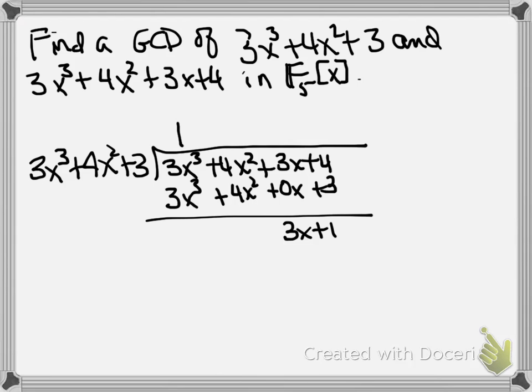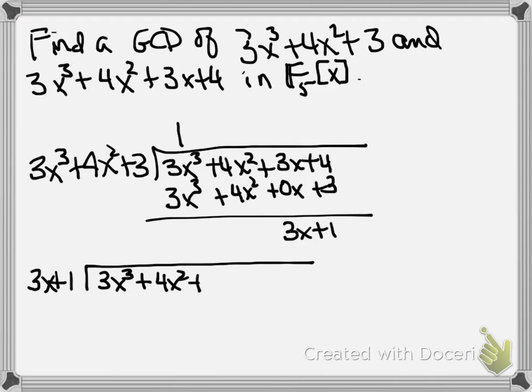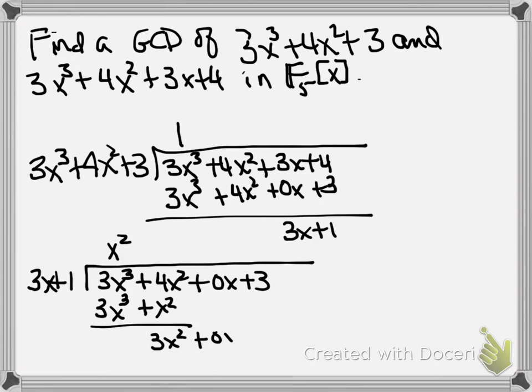At this stage, that's a remainder because the degree of 3x plus 1 is smaller than the degree of 3x cubed plus 4x squared plus 3. So we can't do any more division. So the Euclidean algorithm says now we need to take and divide 3x plus 1 into 3x cubed plus 4x squared plus 0x plus 3. And that goes in x squared times initially, and so we get 3x cubed plus x squared, subtract that off, we're left with 3x squared plus 0x plus 3.